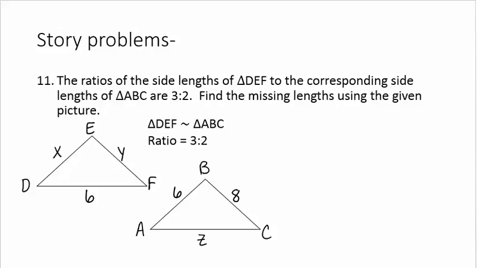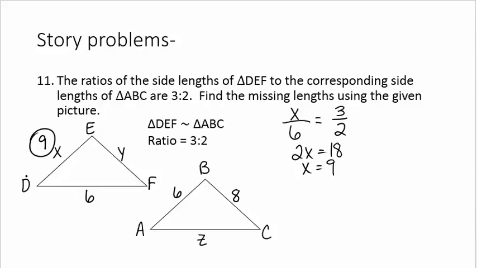So if we start with x, x is side length DE, and it is similar to length AB. So if we take x over 6, we know that the ratio of those side lengths is 3 to 2. So we're going to cross multiply. 2x equals 18, and x equals 9. So we have a 9 here for DE.